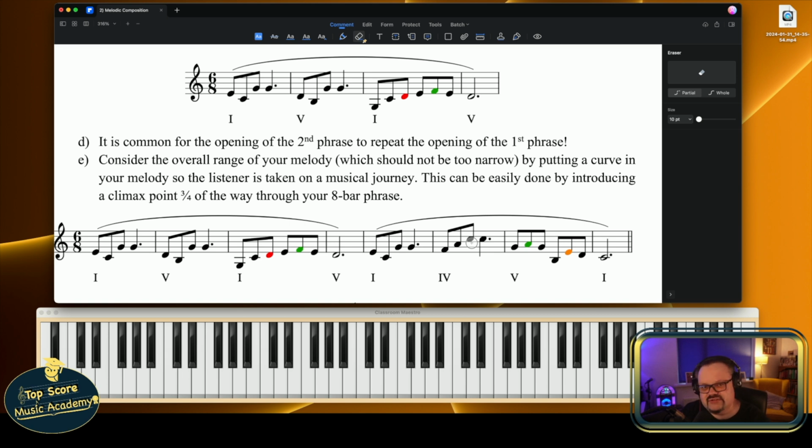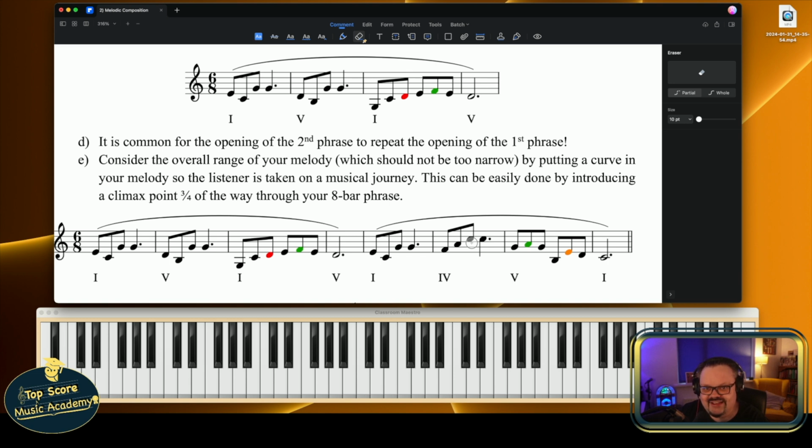So how do you introduce a point of climax? Well, there's a number of ways you can do that. You could have your highest note, you could have your longest note, or you could have your loudest note. Some sort of extreme happens at that point of climax, or maybe a combination of all 3.